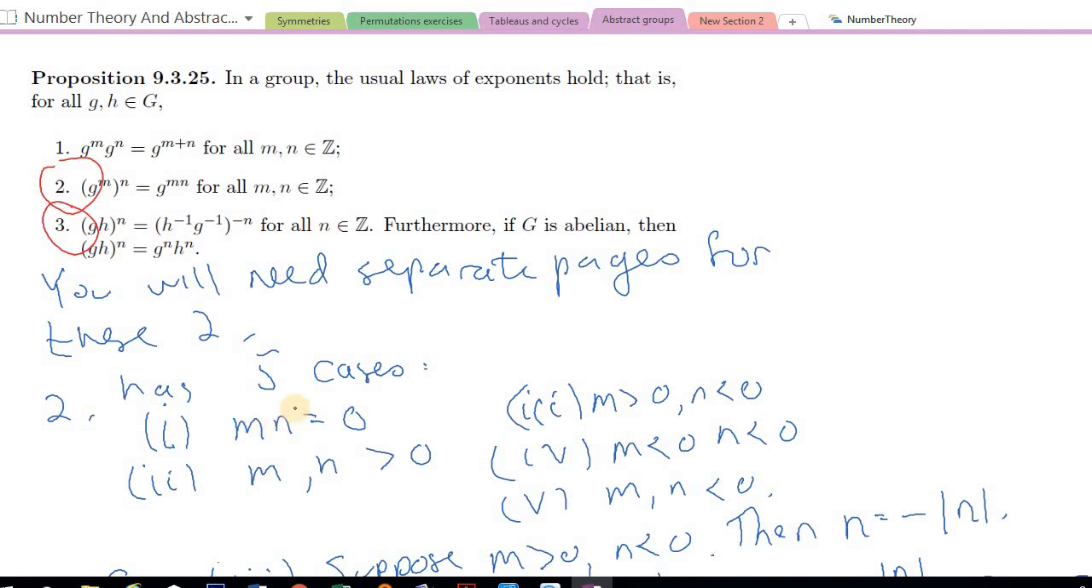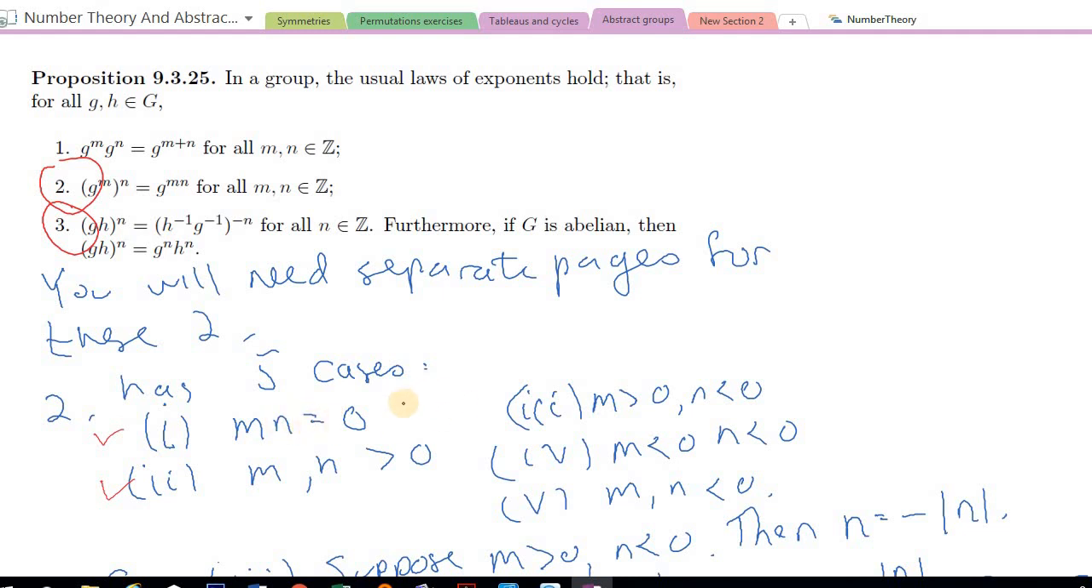The first case is that m times n equals 0. Second case, m and n are both greater than 0. Third case, m is greater than 0, n is less than 0. Fourth case, m less than 0, n greater than 0. And fifth case, m and n are both less than 0. Now, the first and second cases you can get pretty easily. In the first case you'll show that both sides are equal to the identity.